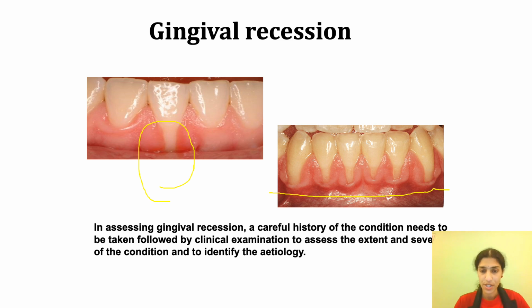In assessing gingival recession, a careful history of the condition needs to be taken, and the etiology of the recession has to be identified first. What is actually causing this recession has to be identified. For that, some information could be verified, for example whether there is any traumatic toothbrushing habit, whether there is any high frenal pull, whether any treatment or orthodontic treatment was done before. All these things could help in getting information on what has predisposed to the amount of gingival recession that is presented clinically.